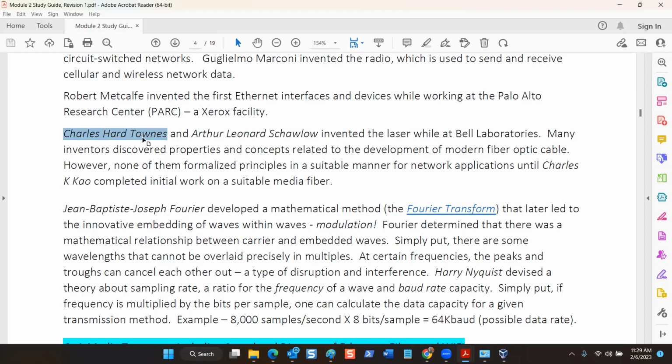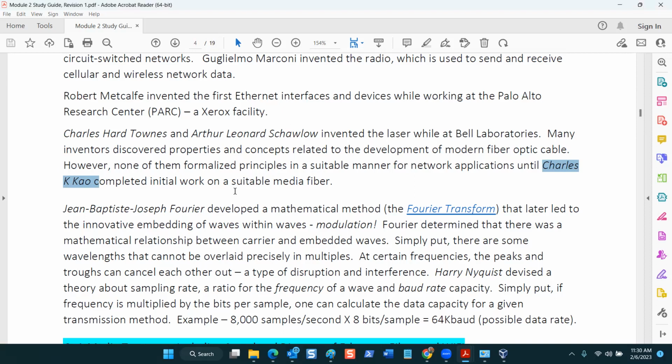Charles Hard Townes and Arthur Leonard Shawlow invented the laser while at Bell Laboratories. And then there were other pioneers who extended that research, and Charles K. Cow completed the initial work on a suitable media fiber made out of glass. So glass fiber, fiber optics is glass. It is the same glass that shatters when you drop it on the floor, except it's pulled into a very thin strand.